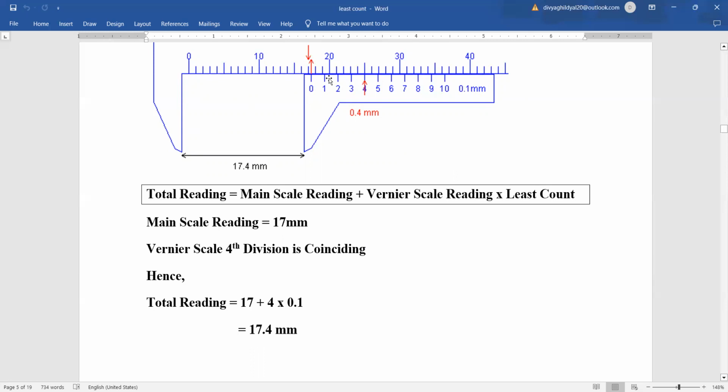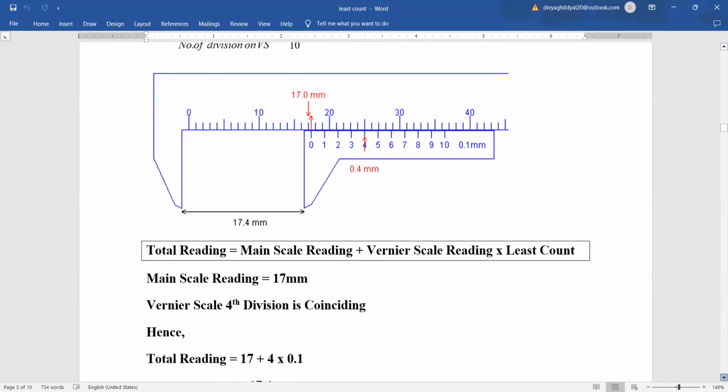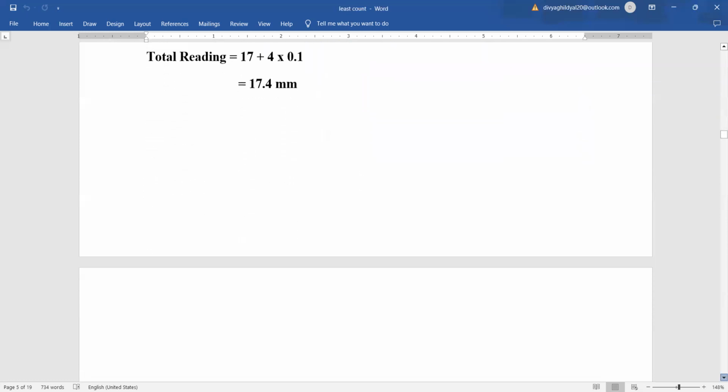And let us check which division of the vernier is coinciding with the main scale. See, 0, no. First, not coinciding. Second, not coinciding. Third, not coinciding. But the fourth division is coinciding. So main scale is 17. Vernier scale is the fourth division into least count. So the reading is 17.4 millimeter of this setup of our apparatus.